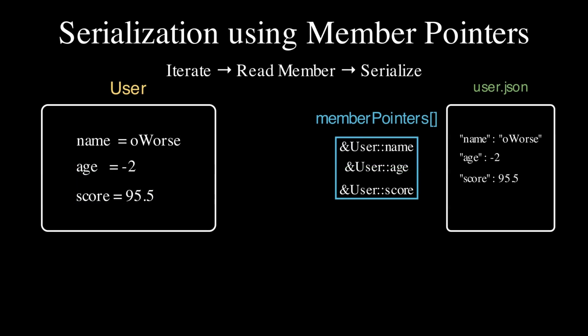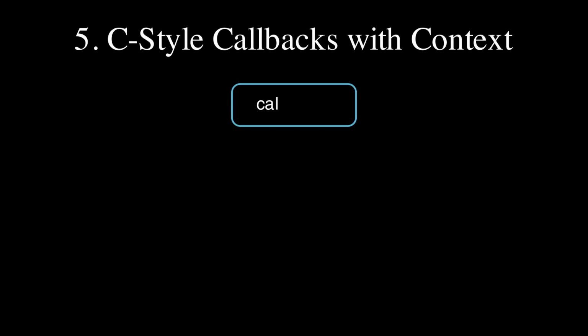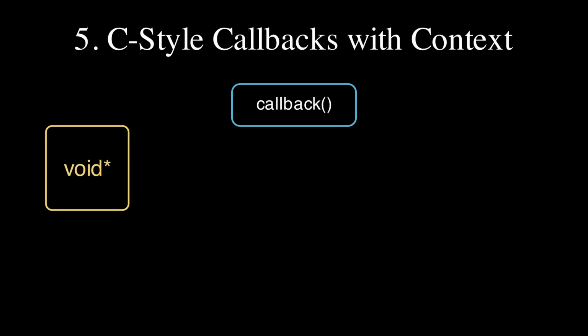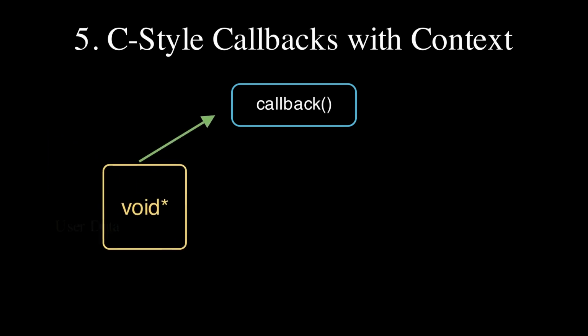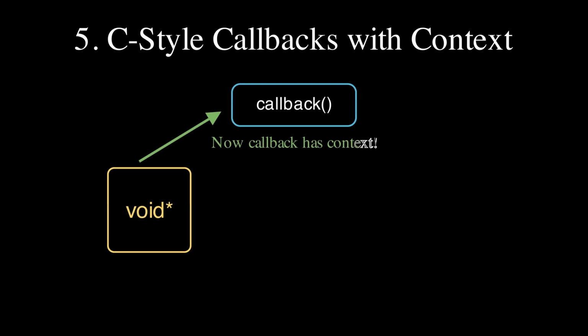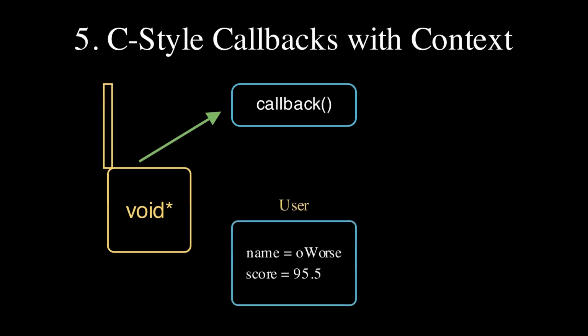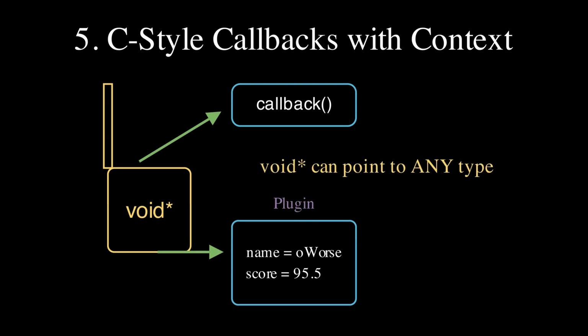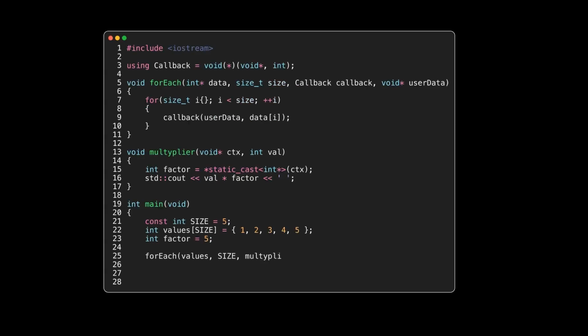And the last but not least, the fifth trick, C-style callbacks with context. Before std::function and lambdas, we had to pass user data to callbacks using a pointer to void type. This trick still appears in many C APIs and low-level systems, so it might be helpful for you one day. If you don't understand what I mean, I'm going to show you how to pass user data through a void pointer. You can take a look at this code.